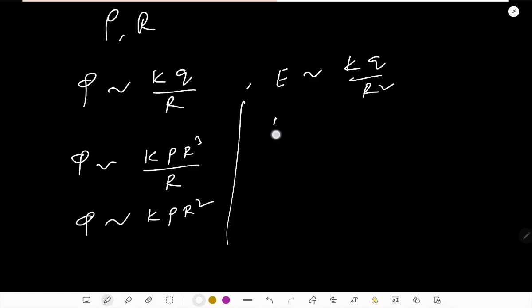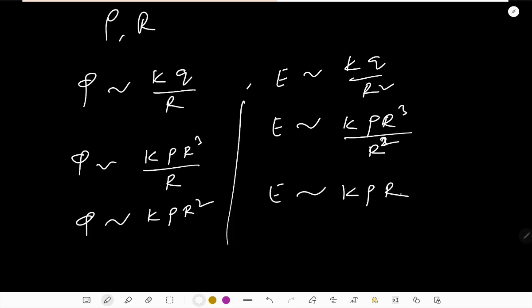And in the similar manner we can do it for electric field, and in place of q we can write rho r cube, divided by r square, so that electric field is proportional to k rho r. So in this proportionality these two things are constants, and phi is proportional to r square and E is proportional to r.